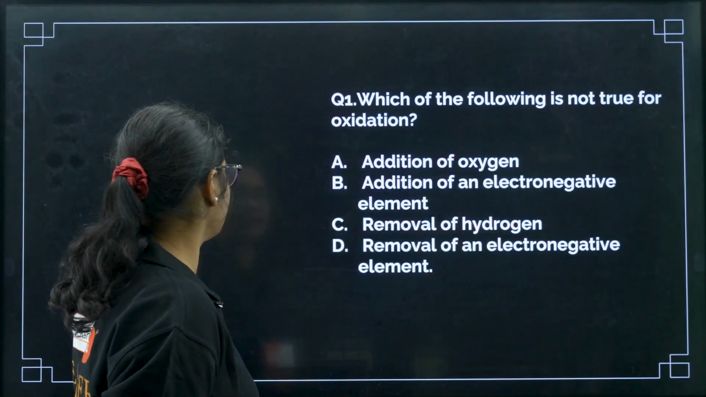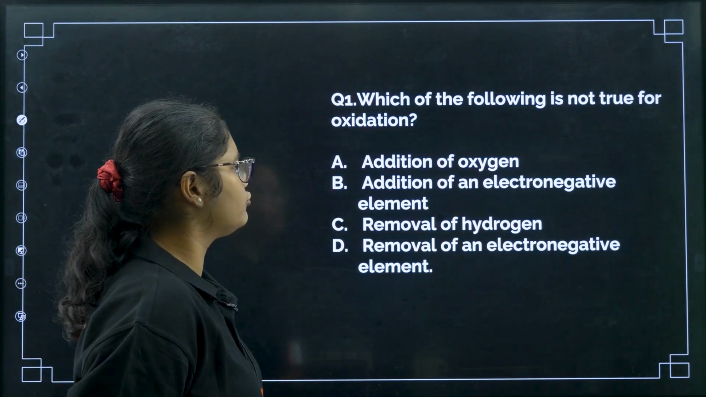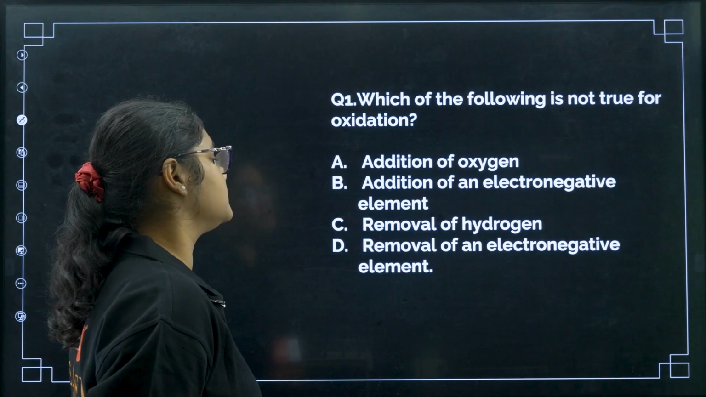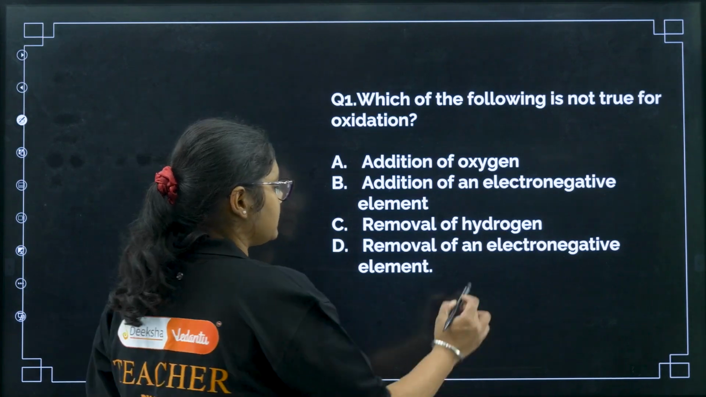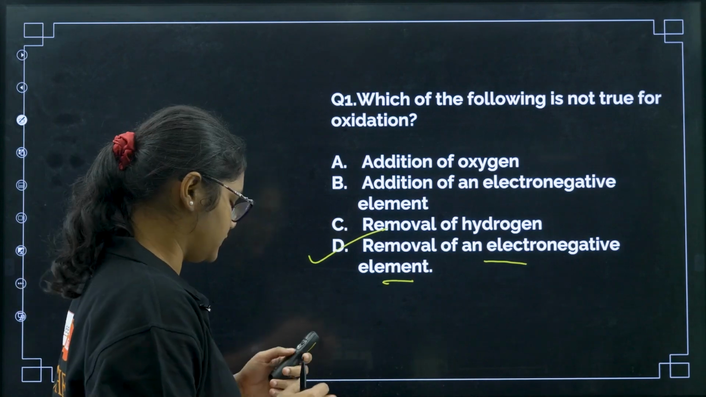So let's get started. The first question here is, which one of the following is not true for oxidation? If you remember, oxidation is not removal of electronegative element, right? So that is why option number D is the correct answer here.